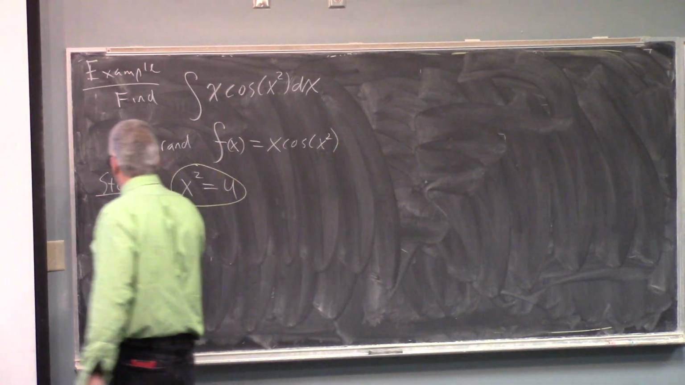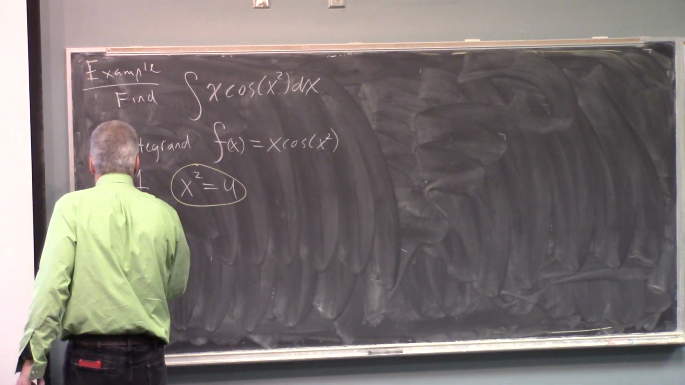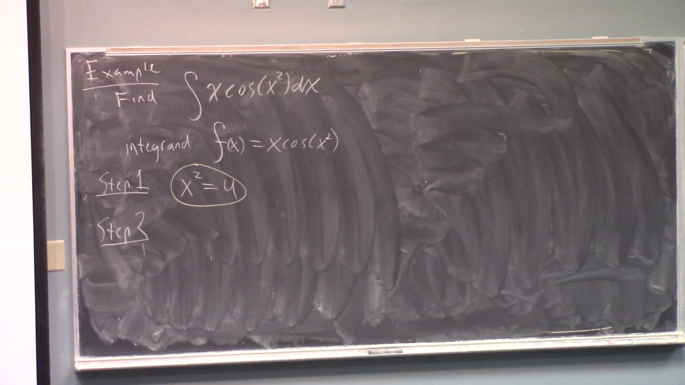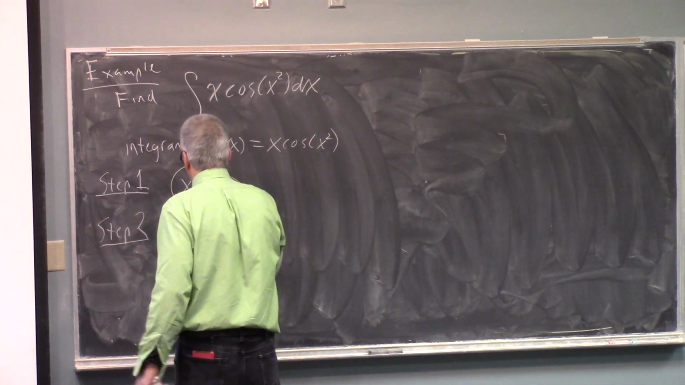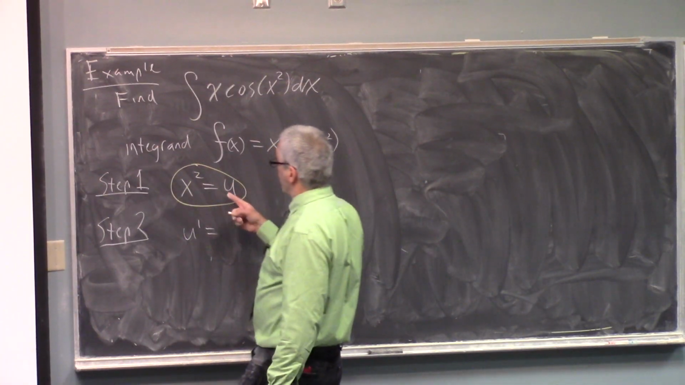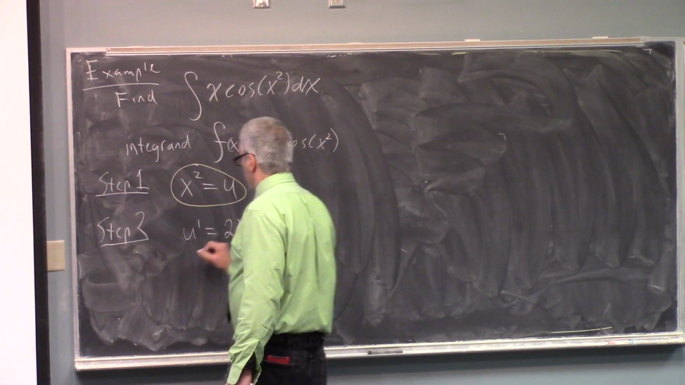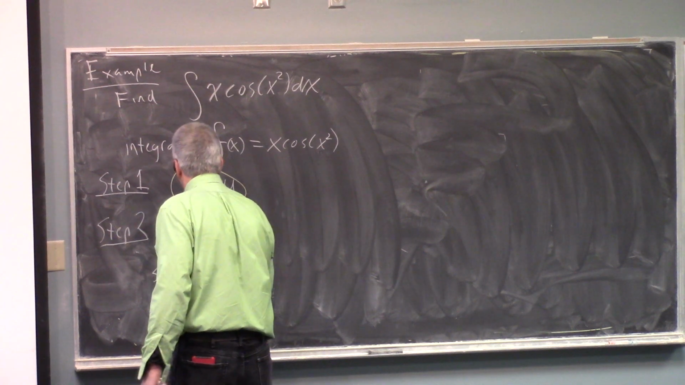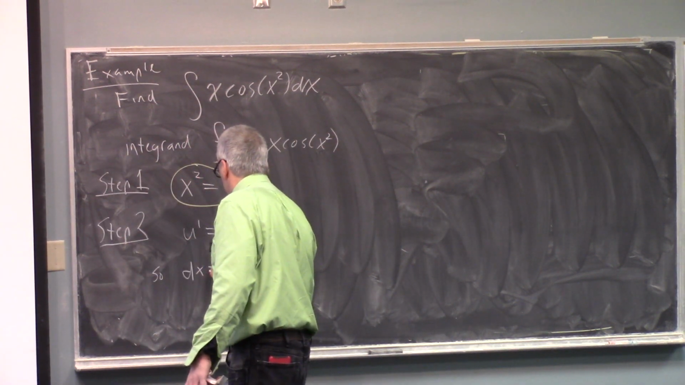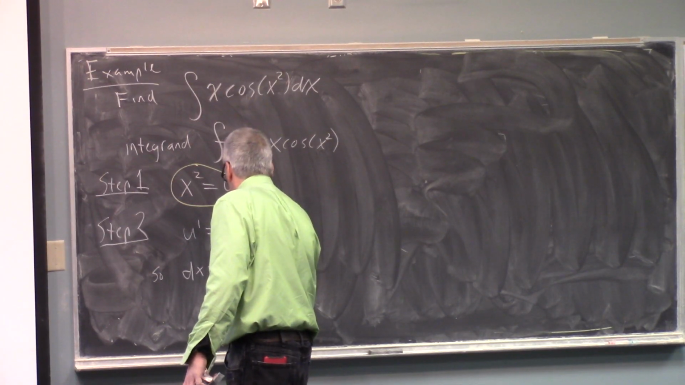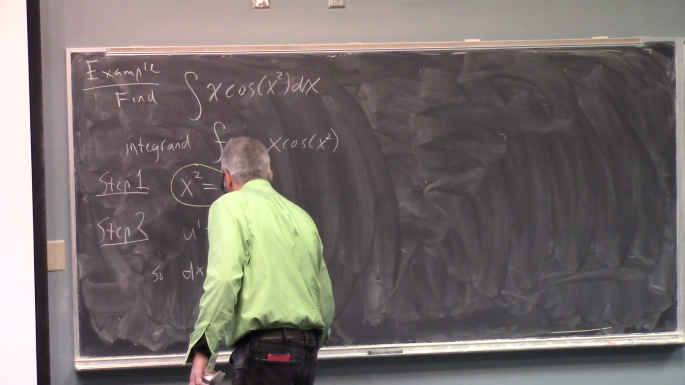Okay, step 2. Step 2 is we need to build this wacky thing. dx equals 1 over u prime du. And we want to circle that equation. So in order to get that, we need to first find what u prime is. So u prime is, well, if that's u, then u prime is 2x. So I'm going to build the equation dx equals 1 over 2x du. Circle that.